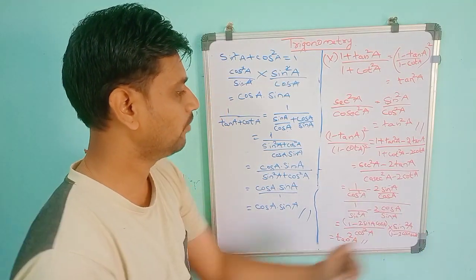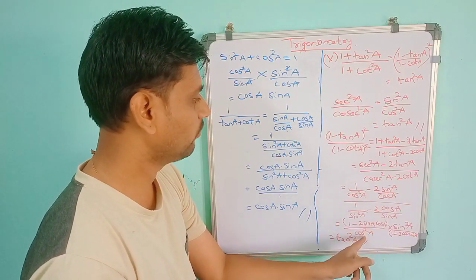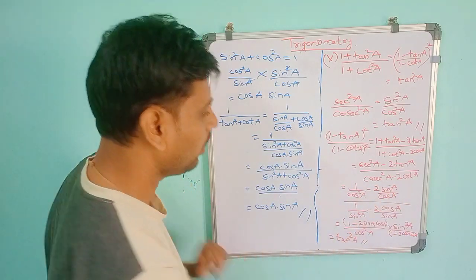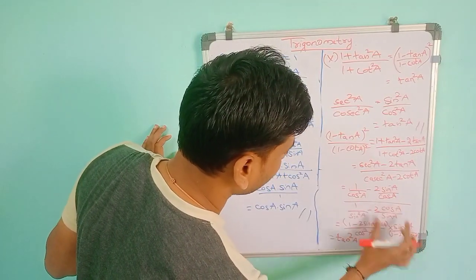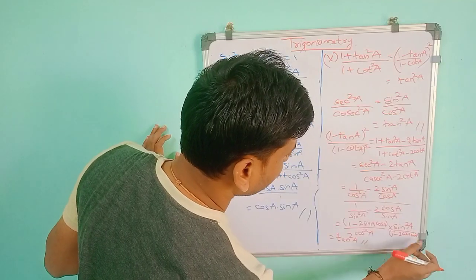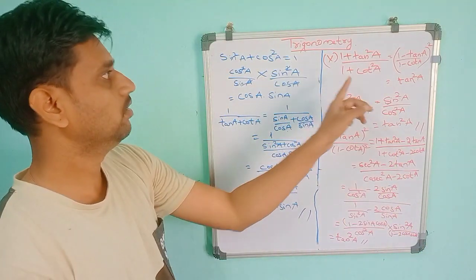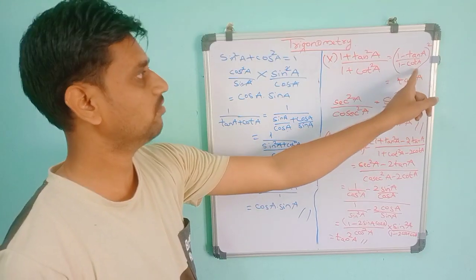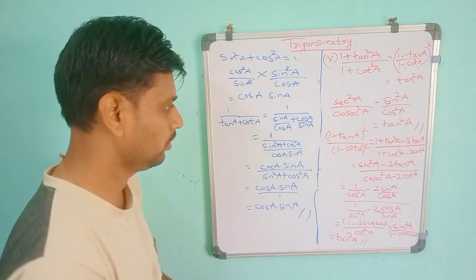Because it is divided, the cos square A becomes downside and sin square A upside, and 1 minus 2 cos A sin A is kept as it is. Then sin by cos is tan square A. So for this one we have to prove tan square A, and for this also we find the value as tan square A.